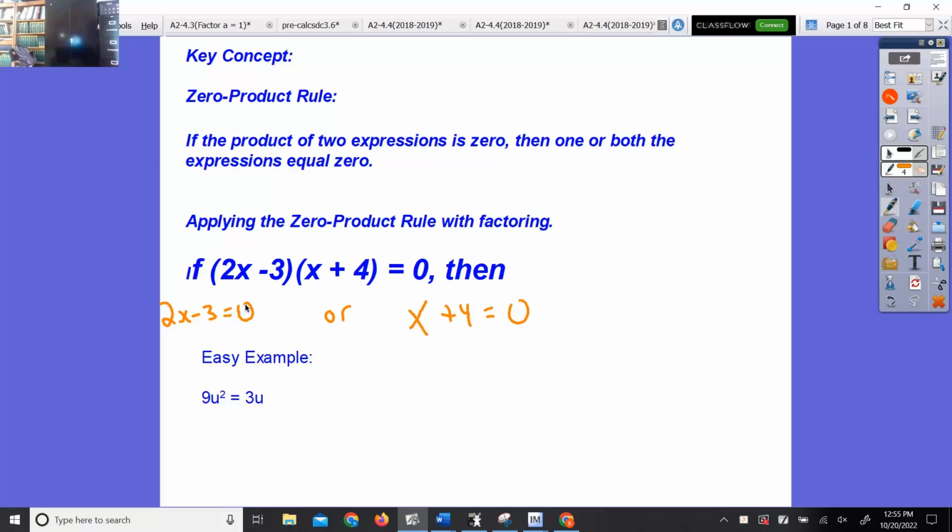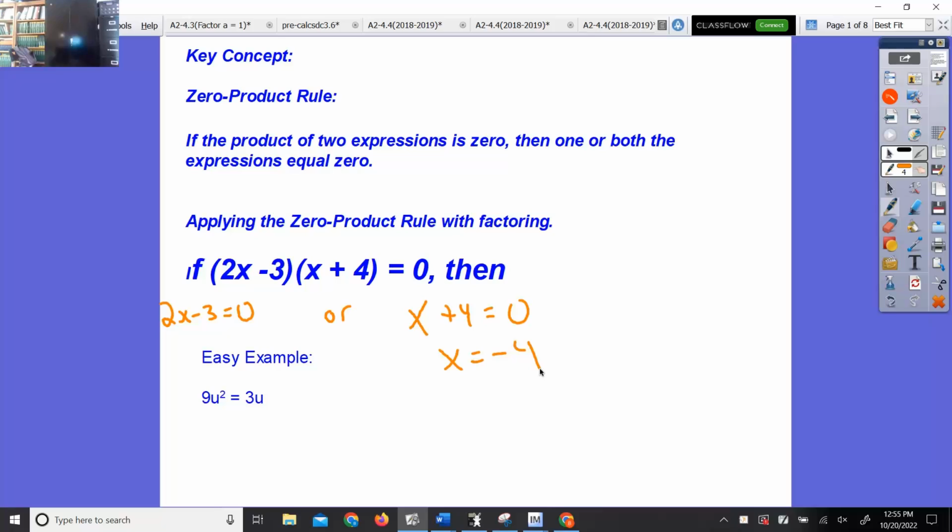So let's do the easy one first. If x plus 4 is 0, what does x have to be? Negative 4. 99% of the student body can do those. For some reason, only about 3/4 of the student body can do 2x minus 3 is 0. It blows my mind every year.